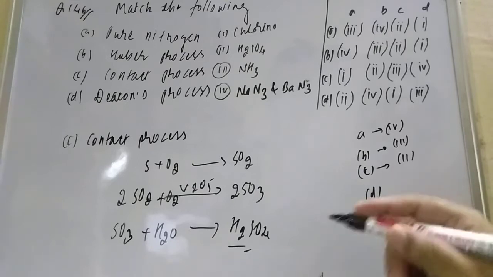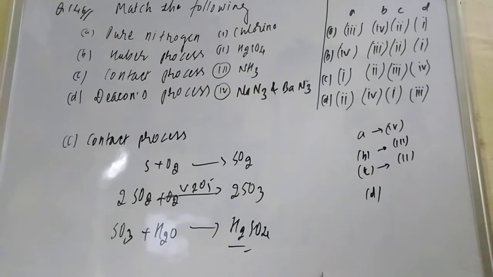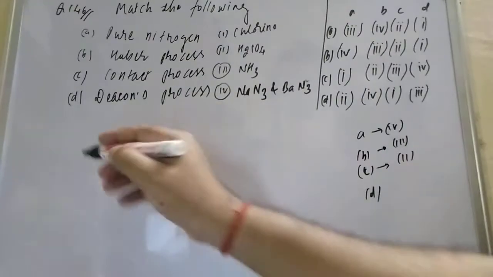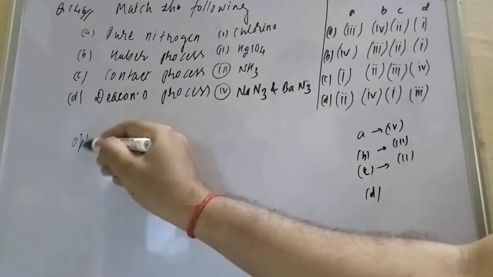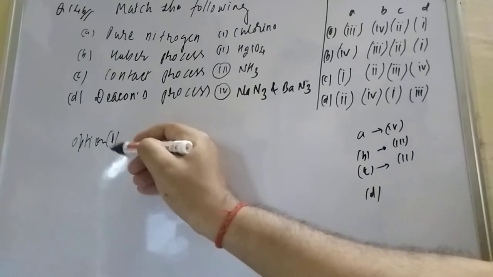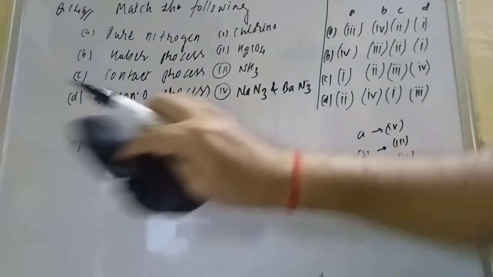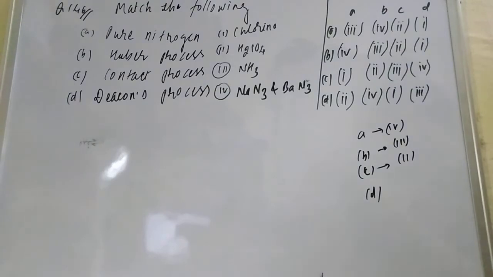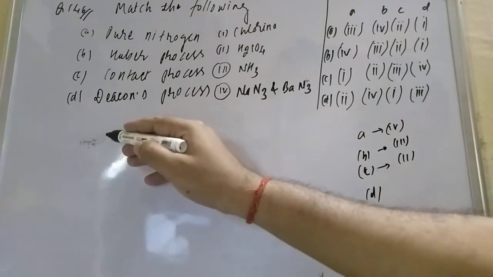Now you take the Deacon process. Deacon process is, you know, student, the preparation of chlorine that we have already studied in the chlorine chapter. So Deacon process, if you go to option D, so you see, what is the Deacon process, friend, if you know. So Deacon process is preparation of the chlorine. So how do you prepare by the Deacon process? In Deacon process, HCl and oxygen react.